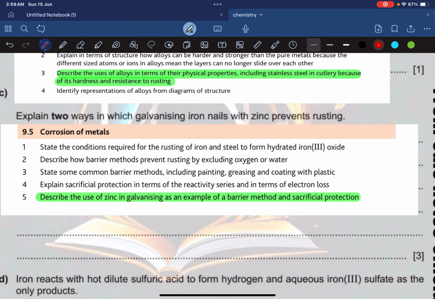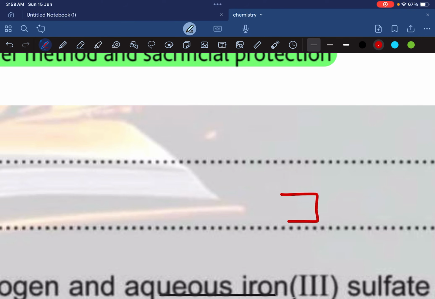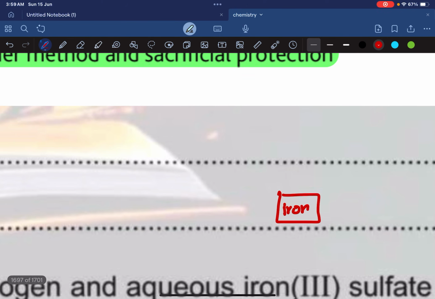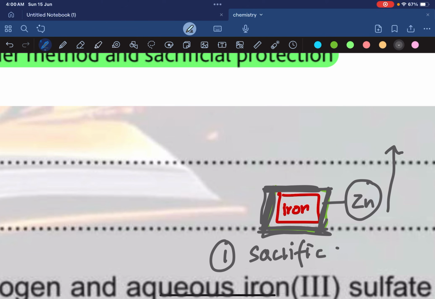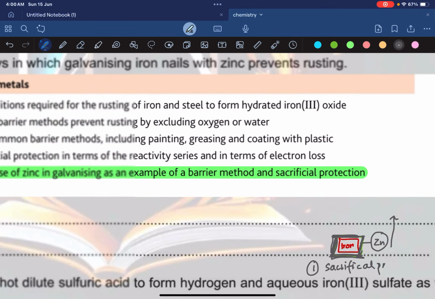What's basically happening? You have this iron, just think about it. You galvanize it and coat it with a layer of zinc. Let zinc be gray. So this is your layer of zinc that you've coated over iron. Now since zinc is more reactive than iron, it's going to corrode instead of iron. So the first thing zinc gives iron is sacrificial protection.